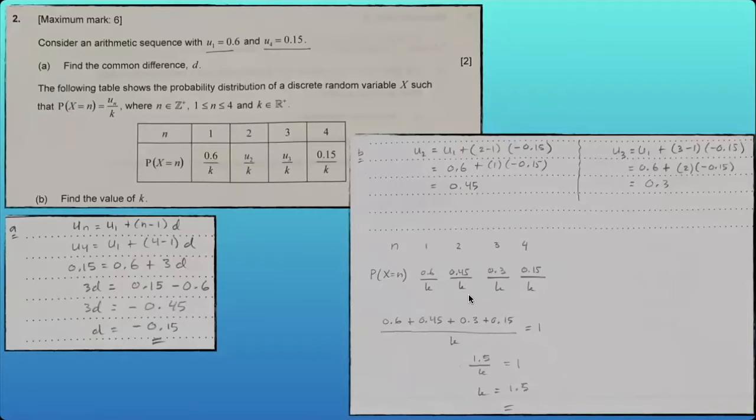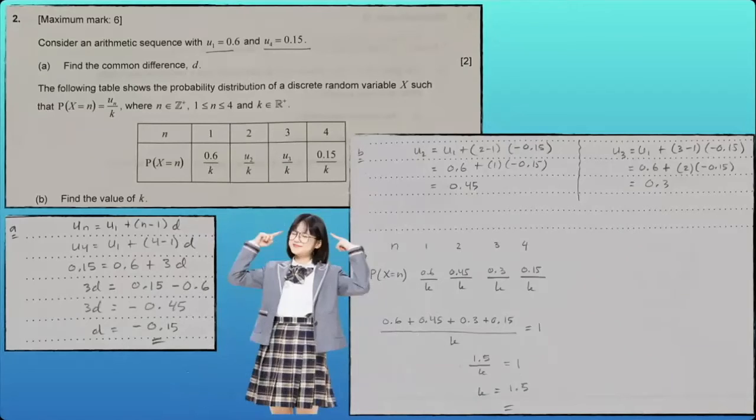So we have these. Remember, these are all probabilities, and the sum of all of these is equal to 1 because the total probability is equal to 1. So we add these like so, and we equate these to 1. And then we can find k, which is 1.5.